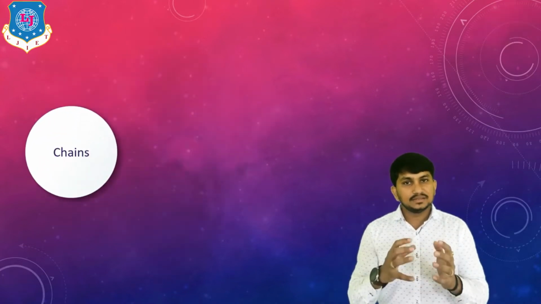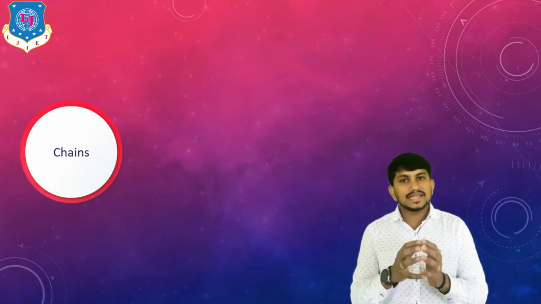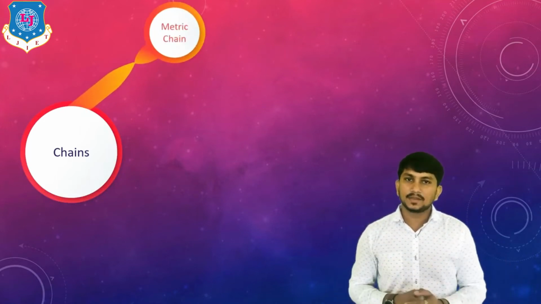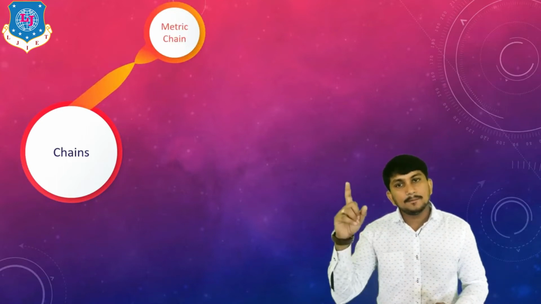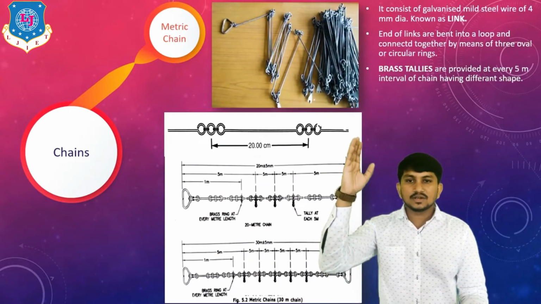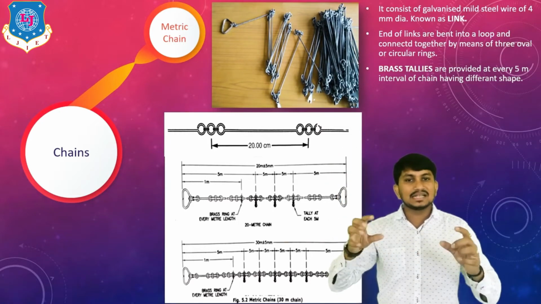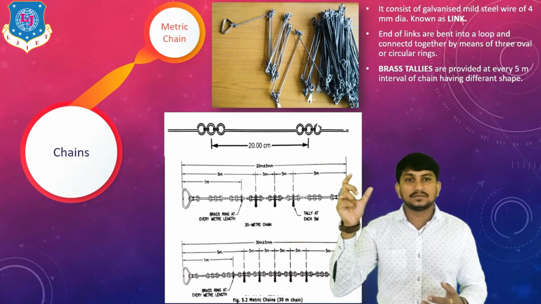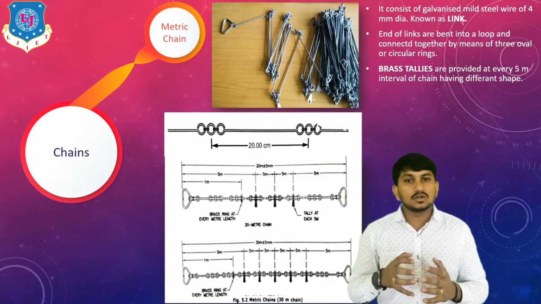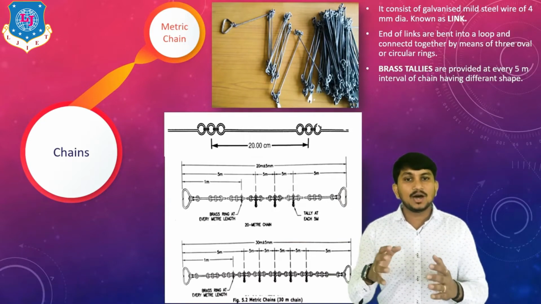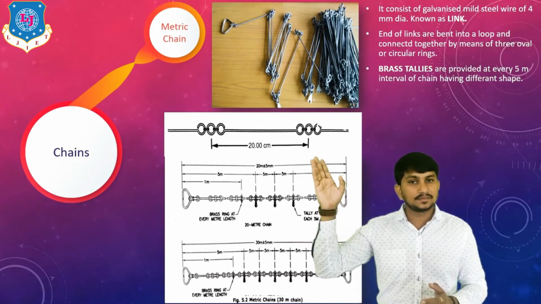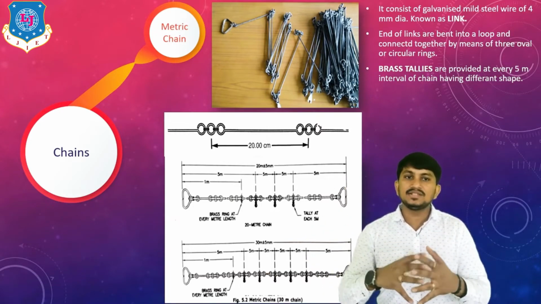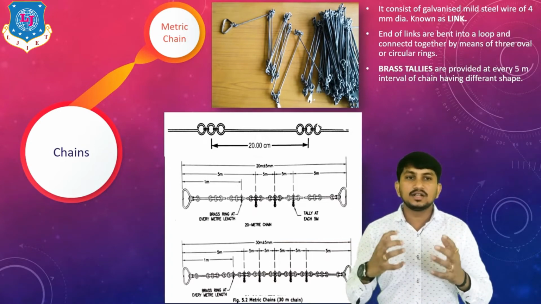First, chain is the instrument which is used for taking the distances. There are various types of chain based on sizes. First is metric chain. This is the image of metric chain in which number of links are attached with each other. It consists galvanized mild steel wire of 4 mm diameter, which is also called as link. The link distance is about 20 centimeter, as you can see in this. The end of the links are bent in a loop and connected together by means of 3 oval circular rings.